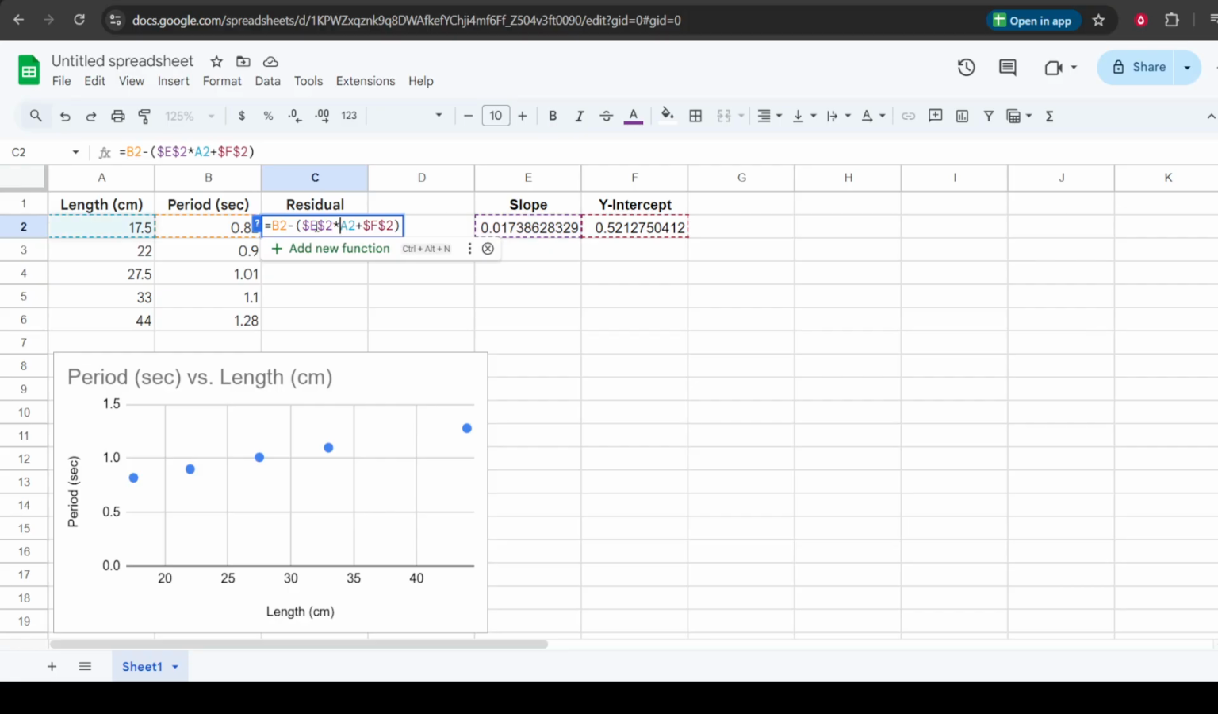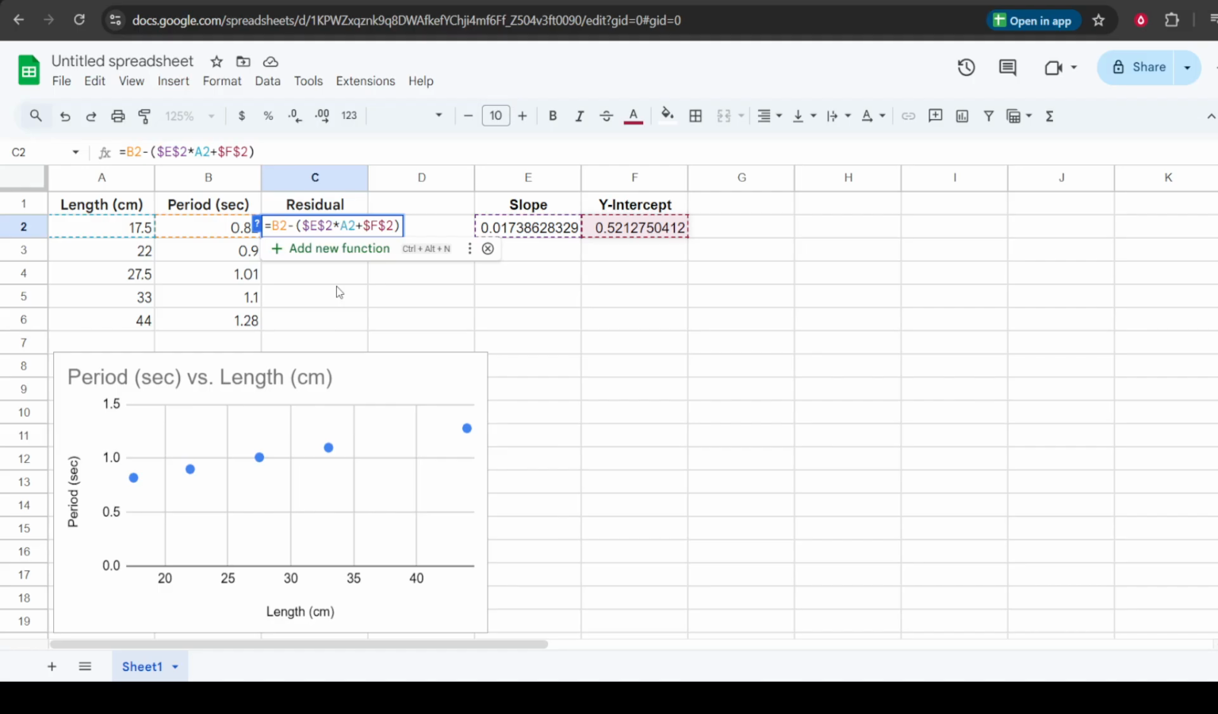If you notice positive residuals, your model is under-predicting there. Negative residuals mean it's over-predicting. Keep the slope and intercept references consistent as you fill down, so the formula uses the same model for each row. Now, build the residual plot.